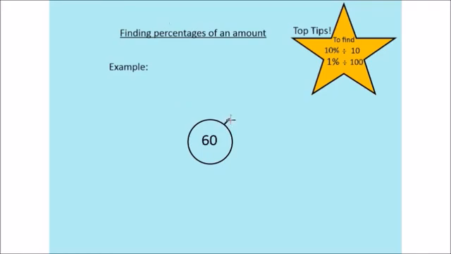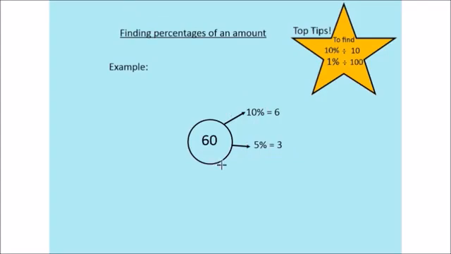So I would always recommend finding 10% first. To find 10% of any number, we divide it by 10. So 60 divided by 10 is 6. Everything else I'm going to build on this answer. So, what happens if we were asked to find 5%? So if I know that 10% is 6, 5% would be half of that. So that would be 3, because 5% is half of 10%.